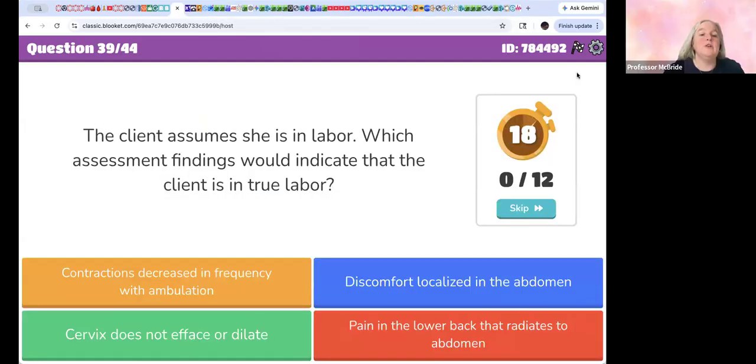A client assumes she's in labor. Which assessment finding would indicate that the client is in true labor?